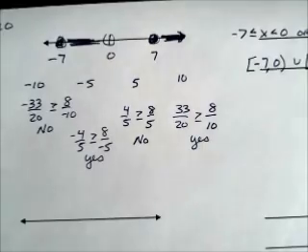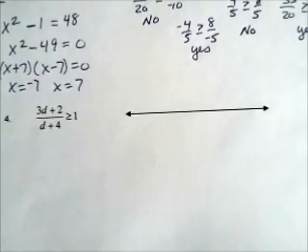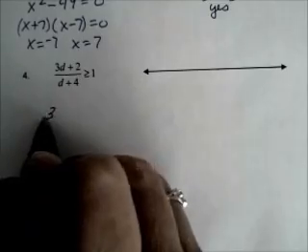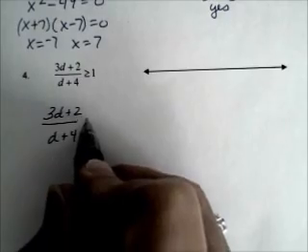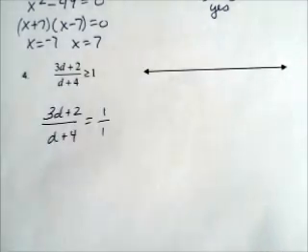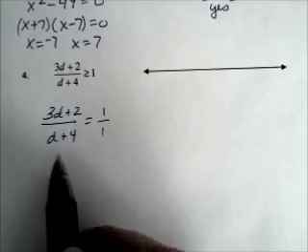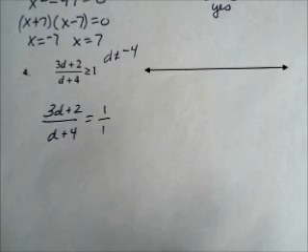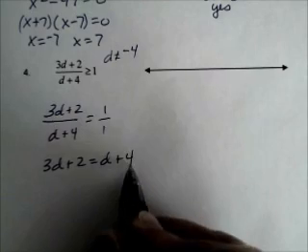So these require a bit of work with the test points in particular. All right, next, number 4. Treat it as an equation. And this is nice that it's just equal to 1. So we can write that as 1/1. So we have the proportion. We can simply cross multiply. Before I do that, d cannot equal -4. All right, cross multiplying, 3d plus 2 equals d plus 4.